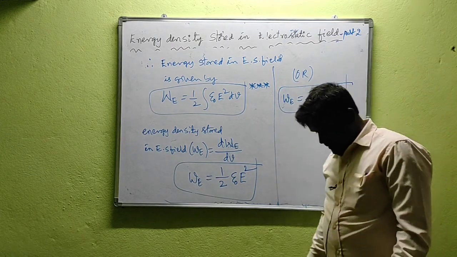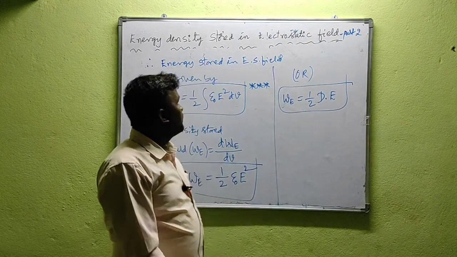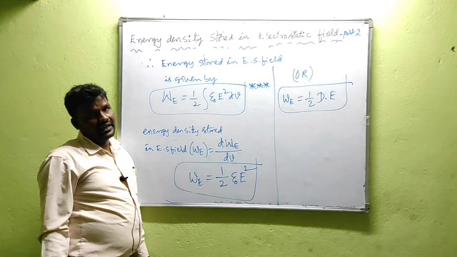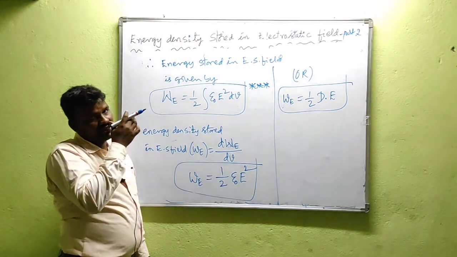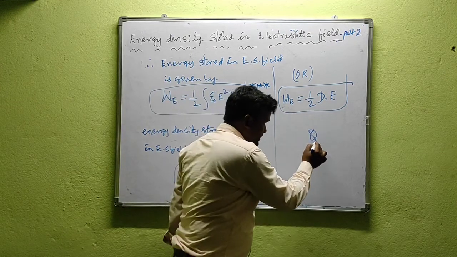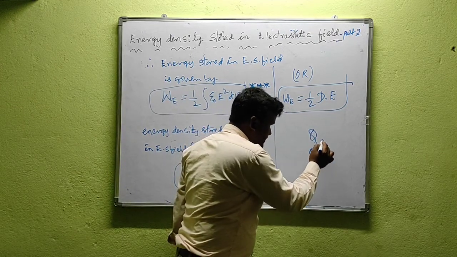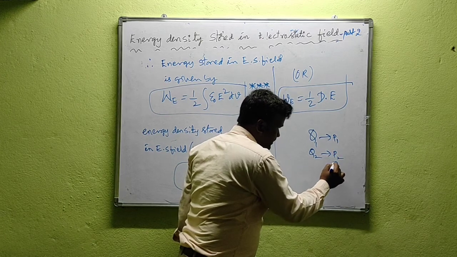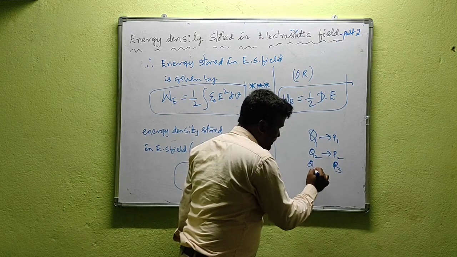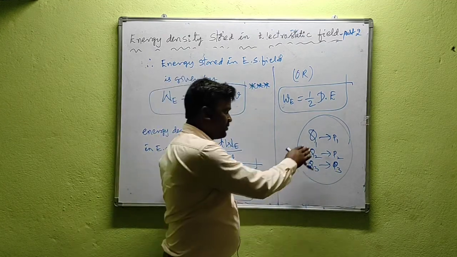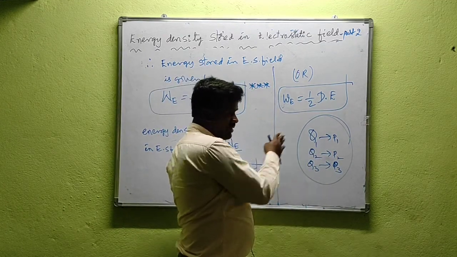So in this video lecture, what we discussed: the energy density stored in the electrostatic field. In order to determine the energy stored in the electrostatic field, first we need to determine the energy due to an assembly of 3 point charges. Let us consider 3 point charges: Q1 is located at point 1, Q2 at point 2, Q3 is located at point 3. Initially this region is free of charge, that means Q1, Q2, Q3 are outside this region.